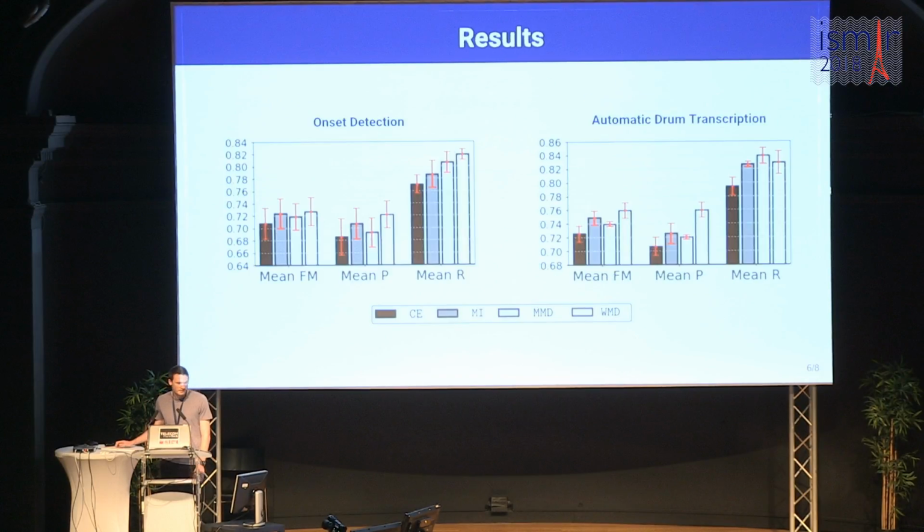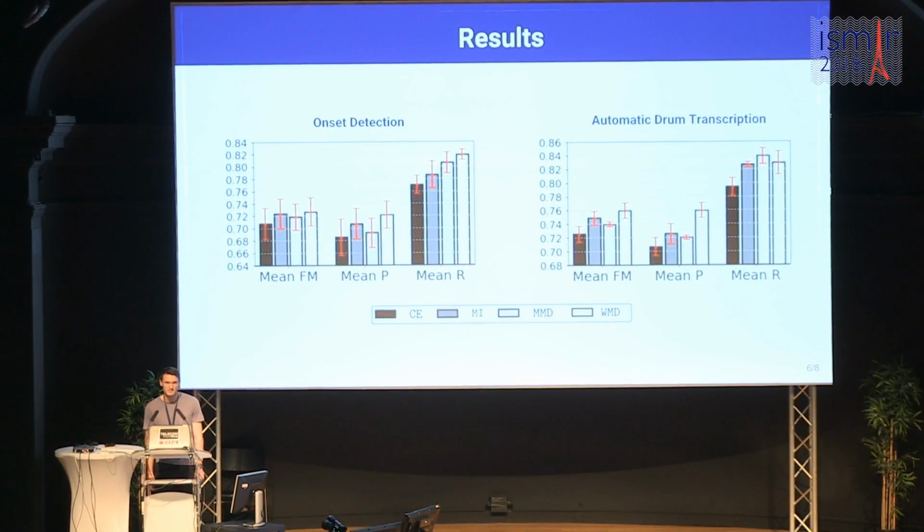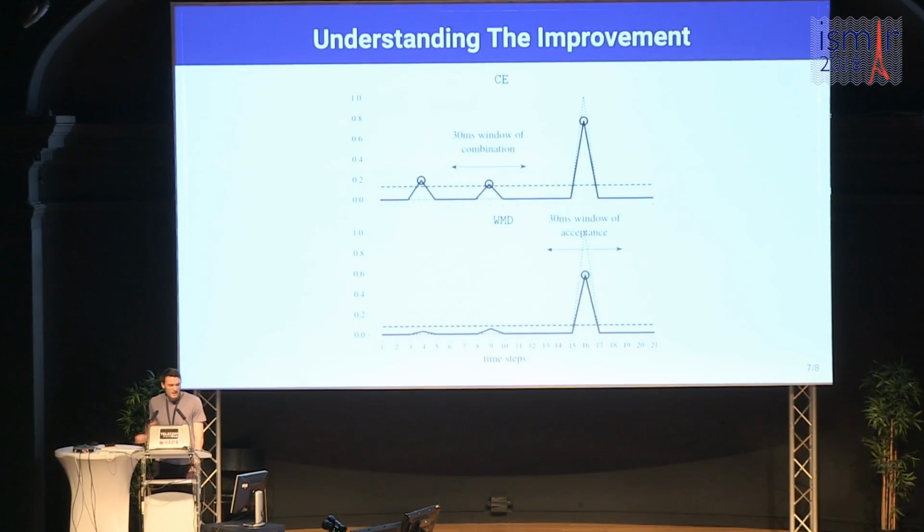So the results highlight that in both cases, all of the newly proposed loss functions achieve higher F measures, precisions, and recalls than existing cross-entropy, and this is also consistent across all of the implemented systems. And the WMD loss function achieved the highest results in both cases. The onset detection mean recall and the automatic drum transcription mean F measure and precision were all found to be significant. So after we'd found those results, we tried to understand how this improvement is actually achieved.